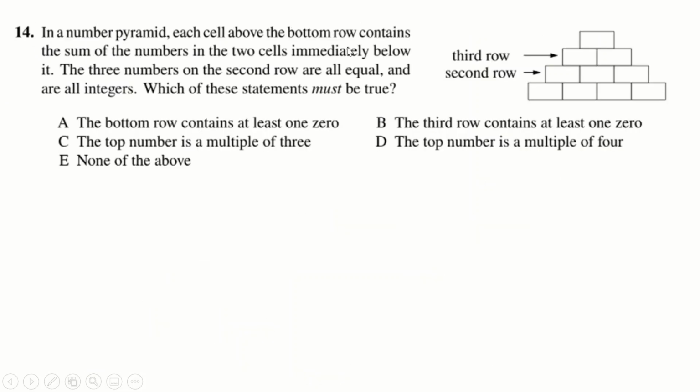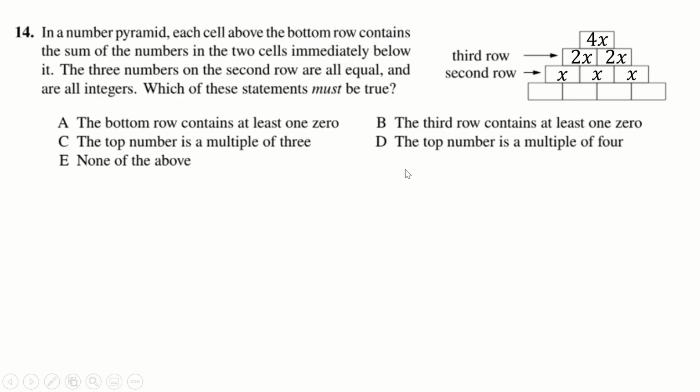So here in a number pyramid, the second row are all equal. The 3 numbers in the second row are all equal. So if we call this one x, we must call this one x, and this one x. You add 2 cells together to make the one above, so this must be 2x, and so must this. And then again, do it again, this must be 4x.